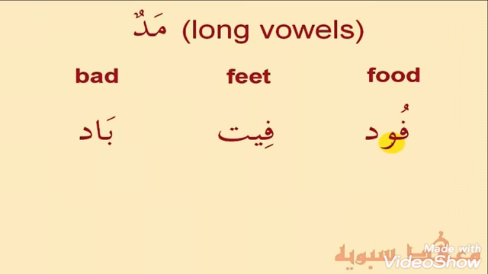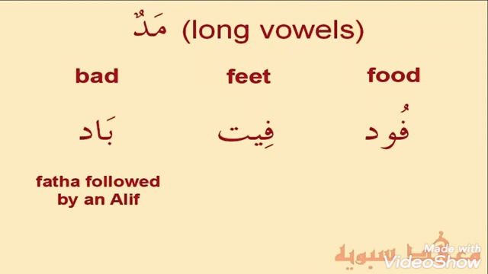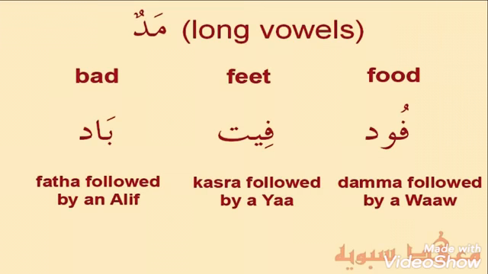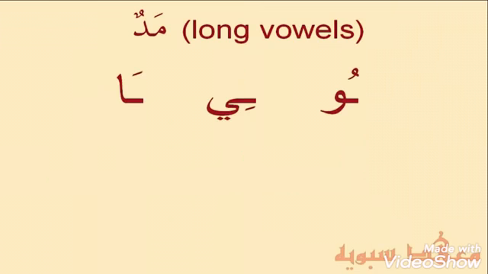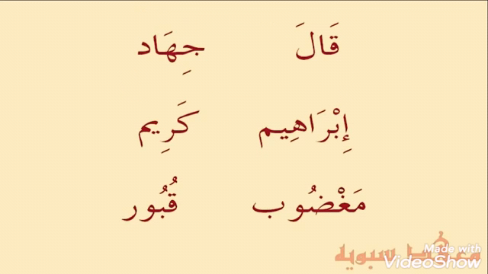So we'll come to know actually that the long vowels are created in these three following ways, which are having a fatha, followed by the alif, a kasra, followed by a ya, and a dhamma, followed by a waw. So they represent the three long vowels. So inshallah we'll go through some words and see how the long vowels are pronounced. So here are some words.